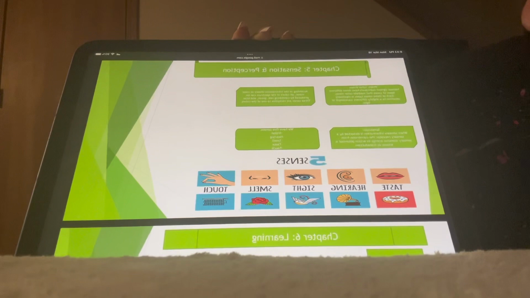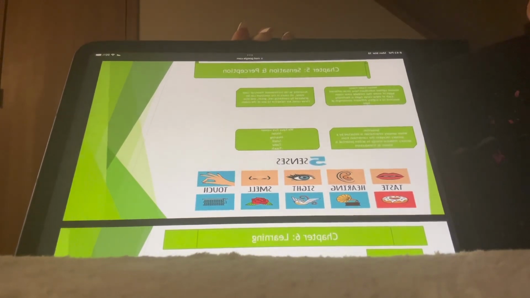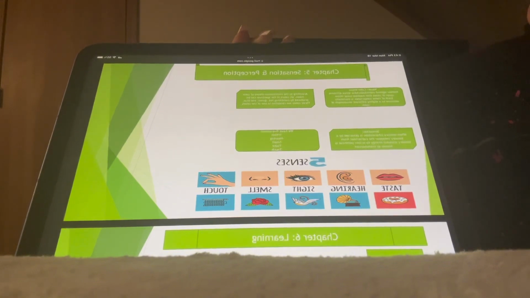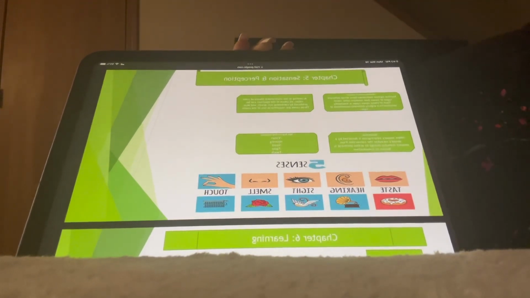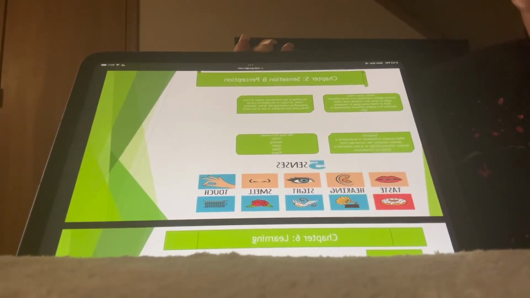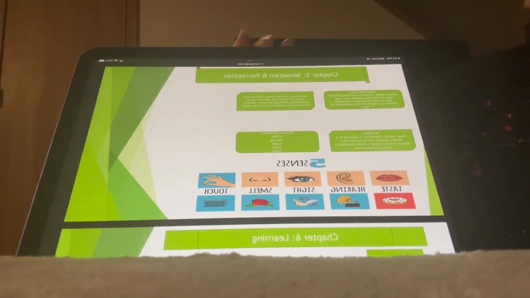And then we have sensation. When sensory information is detected by a sensory receptor, the conversion from sensory stimulus energy to action potential is known as transduction. And we do have 5 senses, which are vision, hearing, smell, taste, and touch.